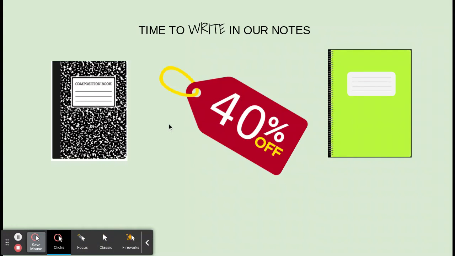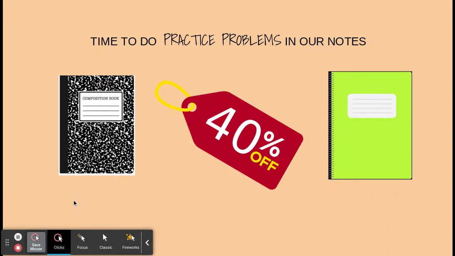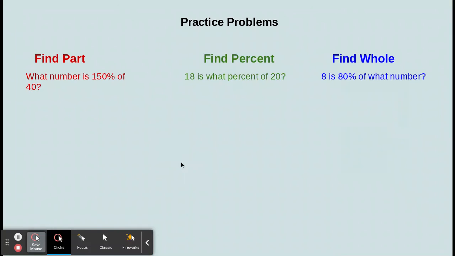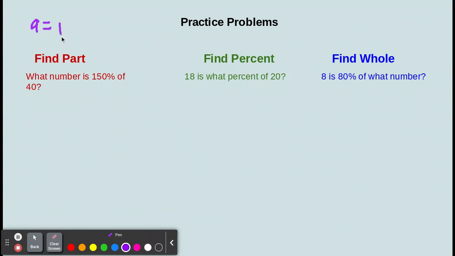All right, now you can write in your notes. There's one whole page of notes. And now you can do 1, 2, 3 practice problems. All right, some hints on the practice problems. Remember, we are going to use our percent equation, which is A equals P percent times W.